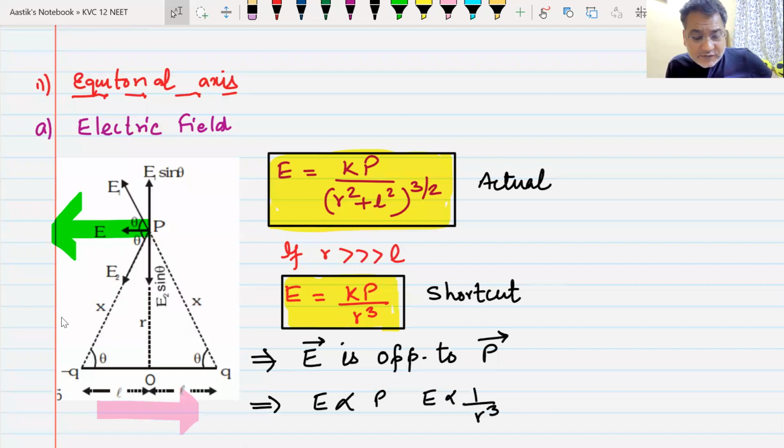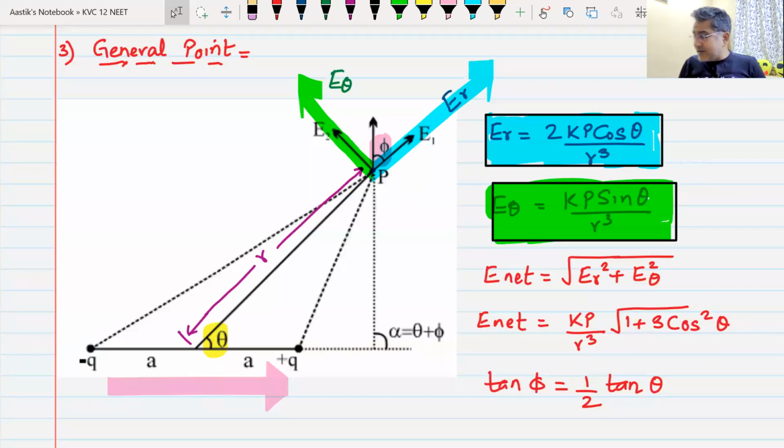The last topic that we were discussing was electric field at any general point due to a dipole, and we had given this formula: E_r along the direction of r is 2p cos theta by r cube. E theta, which is perpendicular to this, is kp sin theta by r cube. The net value of electric field will be the sum of this square plus that square. The net electric field, if you can remember this formula, kp by r cube into square root of 1 plus 3 cos square theta, that would be great.